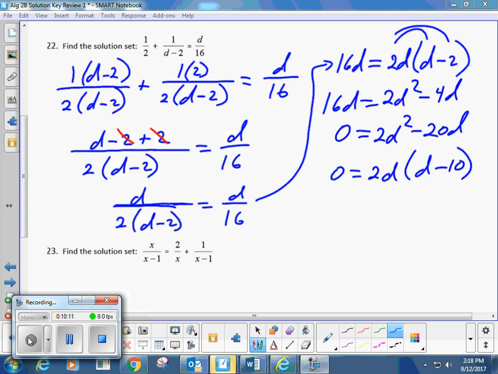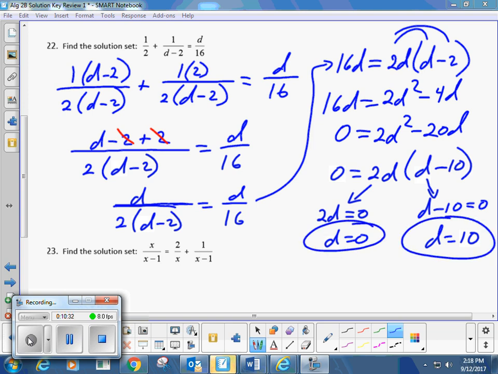And here I get two solutions. 2d equals 0, so d would equal 0. And here I get d minus 10 equals 0, so d equals 10. But you have to understand that this guy does work. Yeah, they both do work. So good thing I did that. So there you go. Now what I'm doing there is I'm just looking back at the original question and seeing whether or not either of these solutions would create a 0 in my denominator.